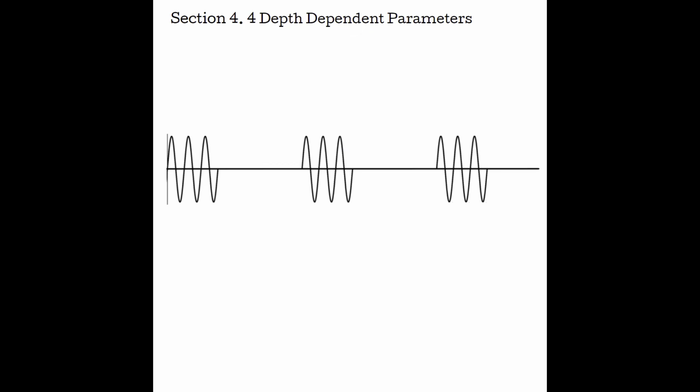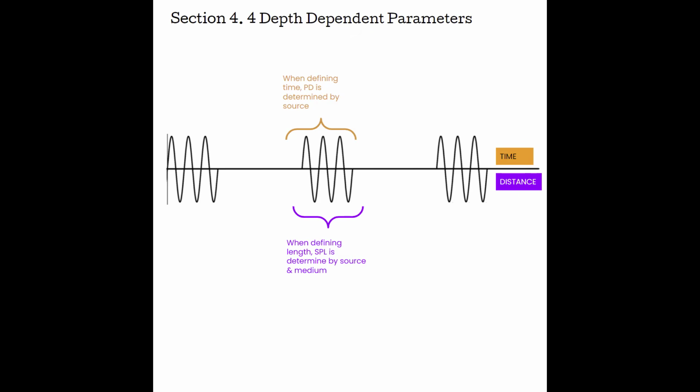So when we look at a picture of a pulse wave like the one that you see on your screen, if we are looking at this in a unit of time, then we are able to determine what the pulse duration is, and recall that it is determined by the source. If we look at this in the unit of distance, then we can define what the spatial pulse length is, and recall again, this is by source and medium. So remember, neither of these parameters are something you can adjust as a sonographer.